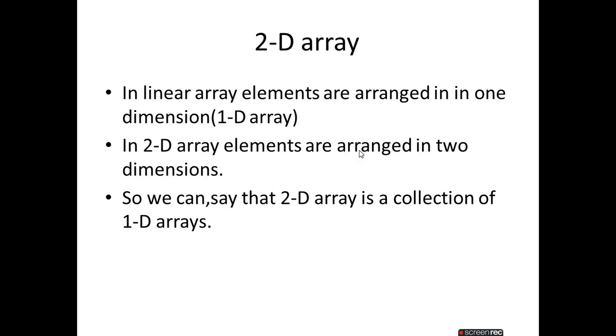Now in a two-dimensional array, the elements are arranged in two dimensions, horizontal as well as vertical. Some elements are stored horizontally as well as vertically, which means we have a two-way arrangement. So we can say that a 2D array is nothing but a collection of 1D arrays. A two-dimensional array is formed from multiple one-dimensional arrays. That is the main thing.